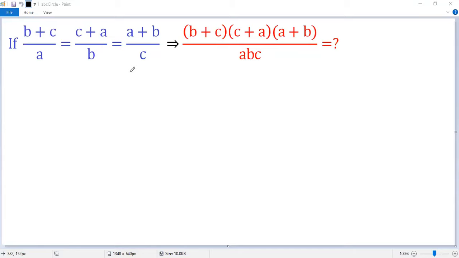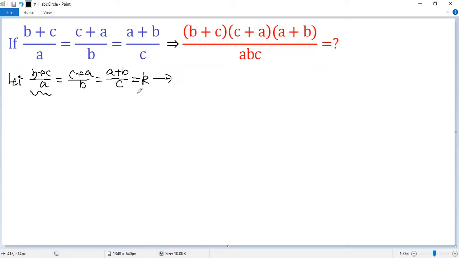To solve a nice problem, let the equal ratio be k. So let (b plus c) over a equals (c plus a) over b equals (a plus b) over c equals k.